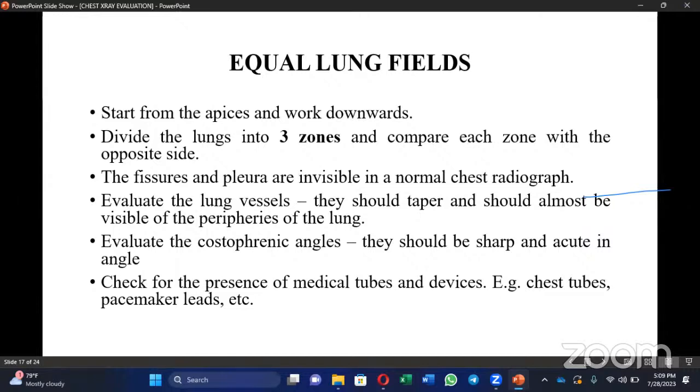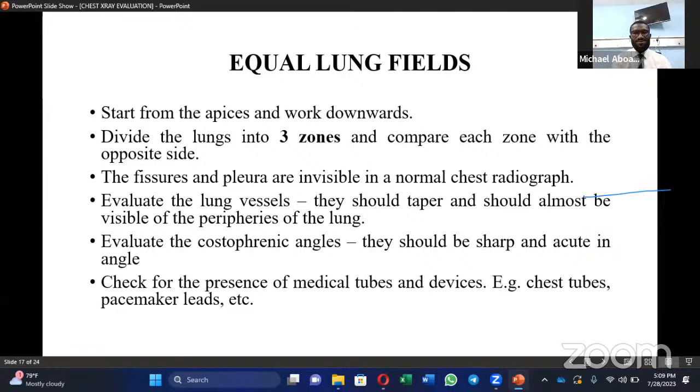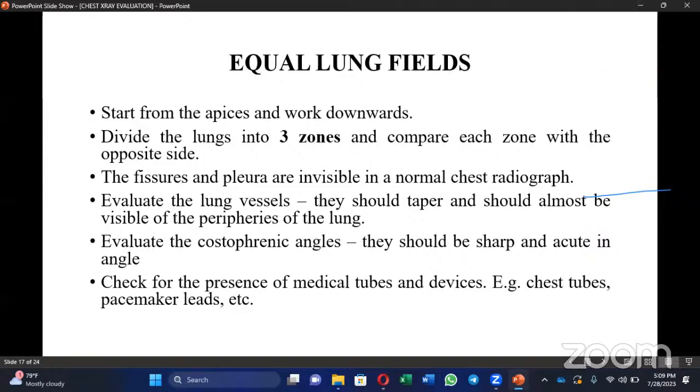All right. Please, are we okay with the lung? Hello? Yes. Yes, sir.